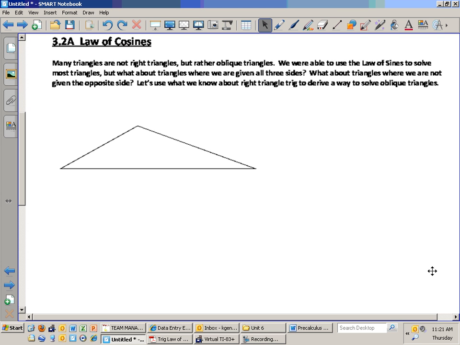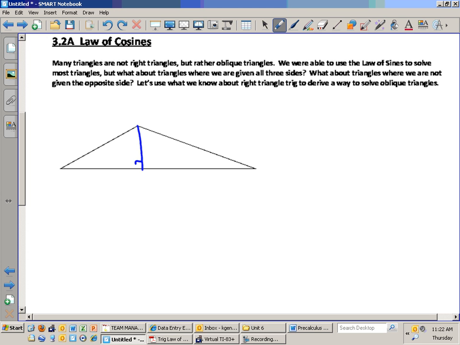Here's the idea. In order to use the law of sines, you have to be given an angle and its opposite side. What if we don't have an angle and its opposite side? Which brings us to the case of side, side, side, or side, angle, side. So what do we do? We use the law of cosines. So let's set it up. Here's what it looks like.